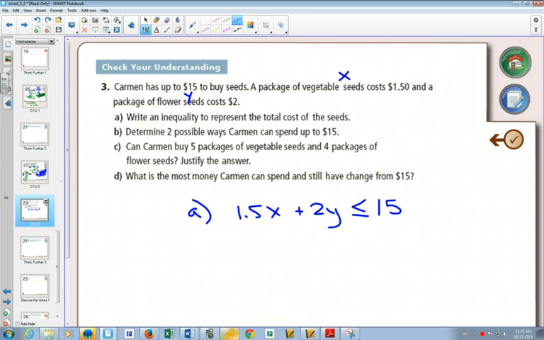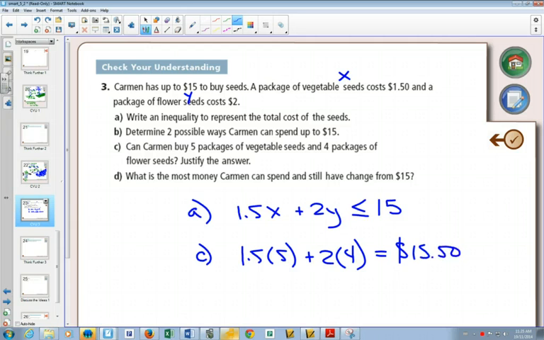Can she buy 5 packages of vegetable seeds and 4 packages of flower seeds? This would be, if I put a 5 in for X and a 4 in for Y, what do I get? What did you get last time? 1550. Can she do that? No. Unless she smiles really nicely at the cashier and says, "Pretty please," but probably not. Okay, so we can't buy that. What is the most she can spend?